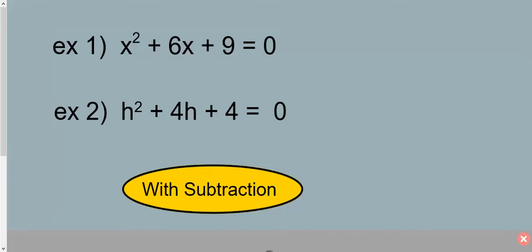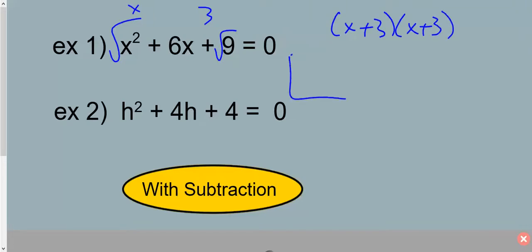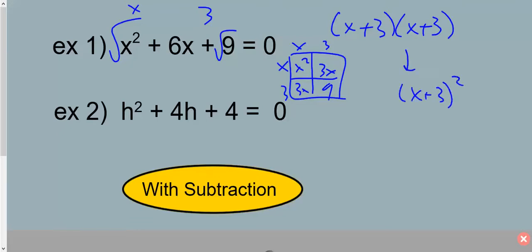So again, square root, x and 3. This is going to be x plus 3 times x plus 3. And again, you can use the box if you want to check. x squared, 3x, 3x, and 9. There's your x squared plus 6x plus 9. Boom. So this can be written as x plus 3 squared. Either is fine with me.